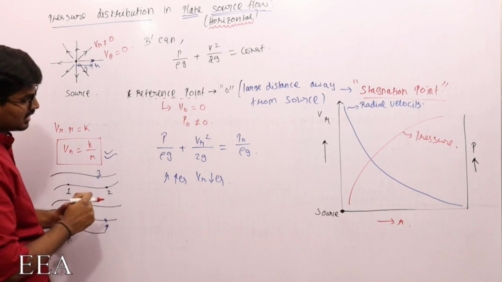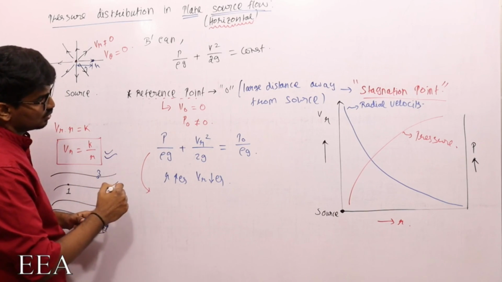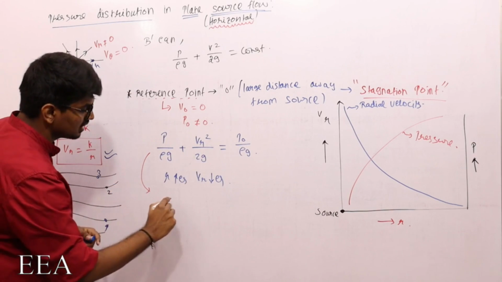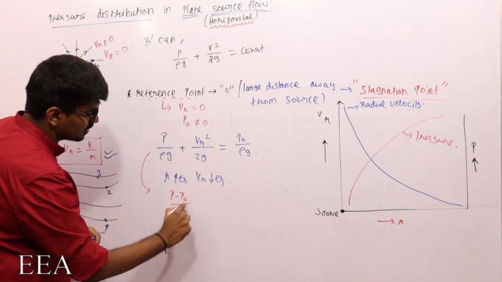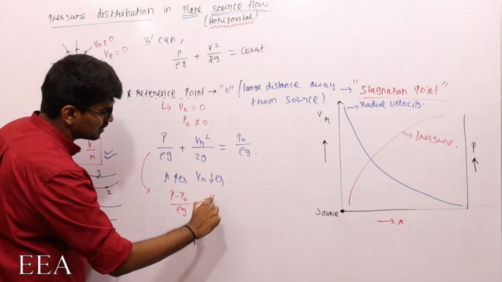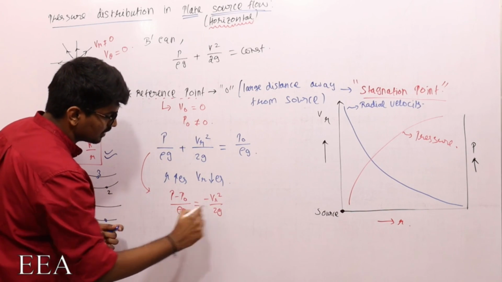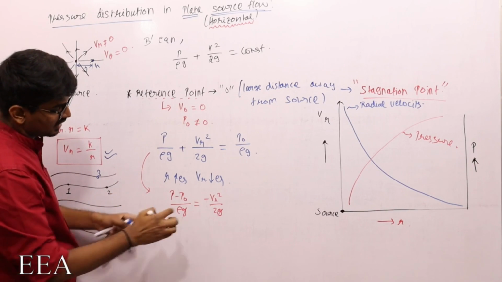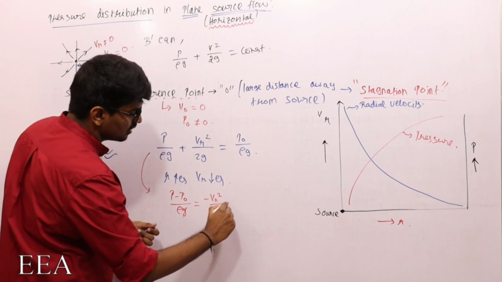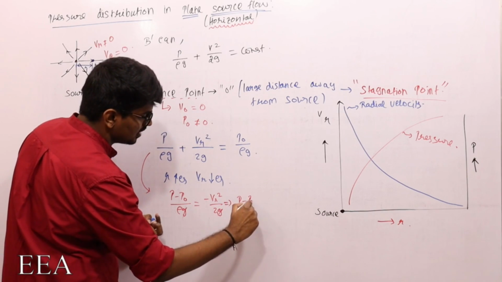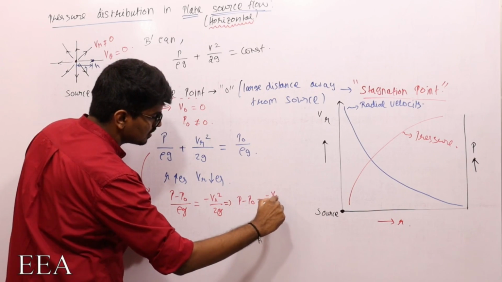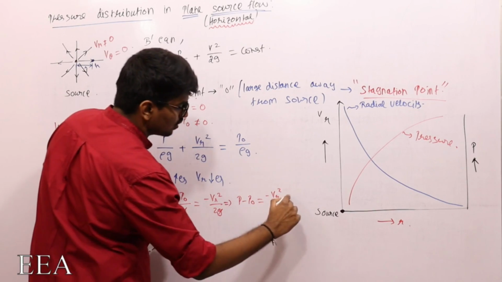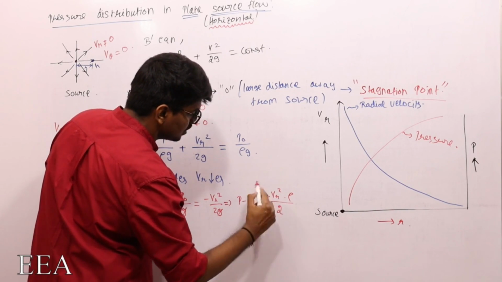Further from this, I can do some modification. I will bring this P naught by rho G to this side and VR squared by 2G to that side. So it becomes P minus P naught by rho G, which is equal to minus VR square by 2G. I can cancel this G, very simple. And later I can bring this rho also to that side. So it becomes P minus P naught is equal to minus VR square into rho by 2.